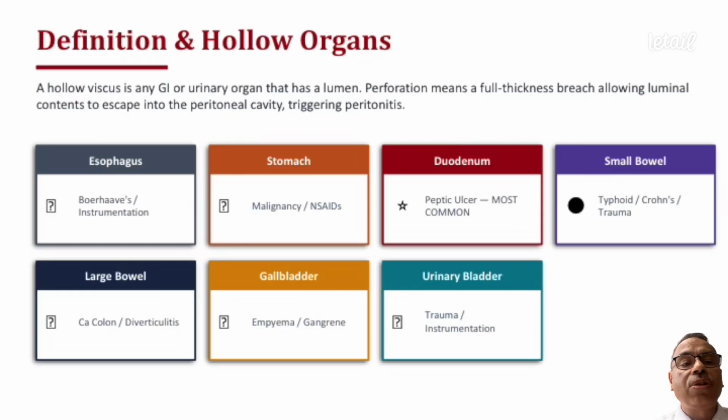Gallbladder perforation is not so common. It generally occurs following a gangrenous cholecystitis, or it could be an empyema of the gallbladder, where there's an accumulation of pus within the gallbladder, and that can also perforate, leading to peritonitis.